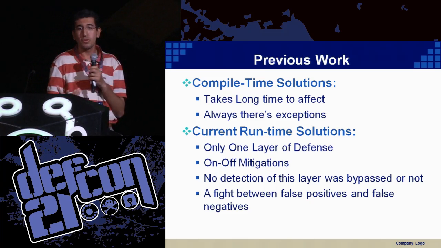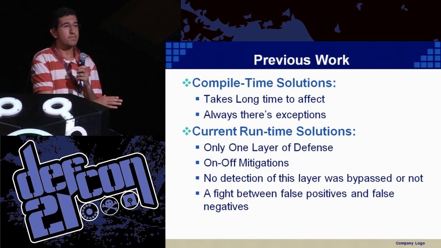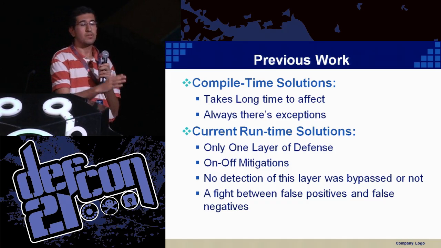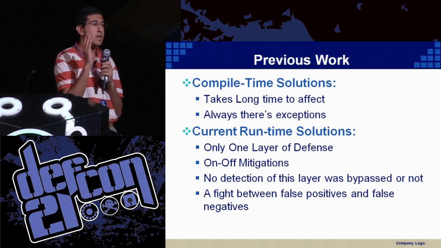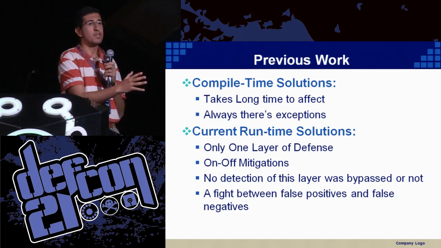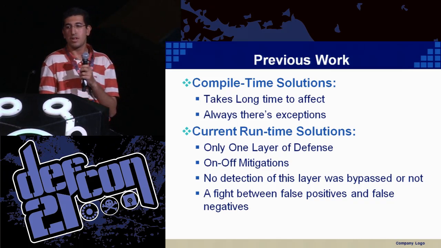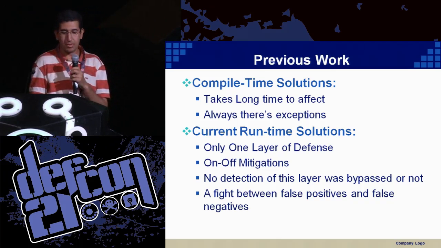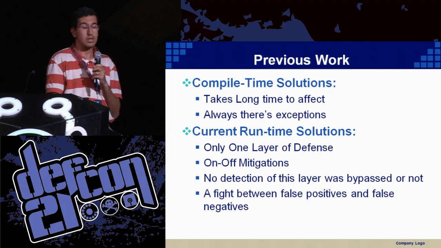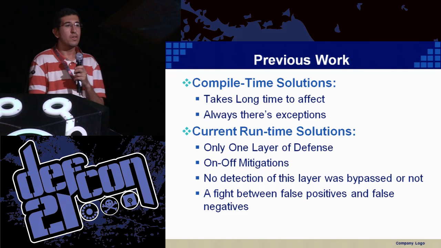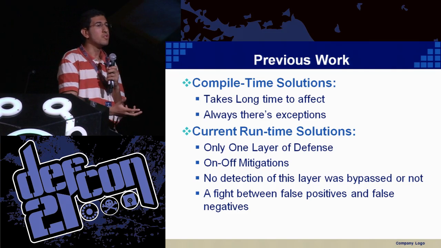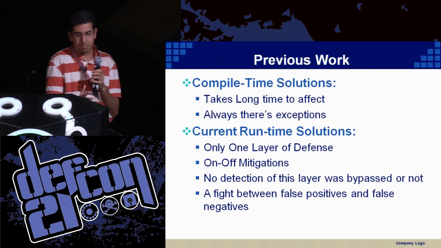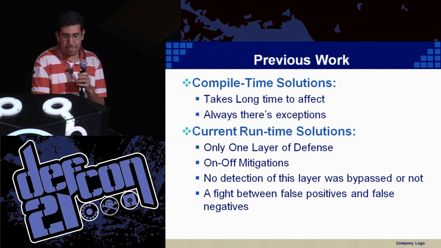From my point of view, I see it's like on-off mitigation. It's: this action is malware, or this is an exploit, or that's not an exploit. I need something more flexible. It's one layer of mitigation, one layer of defense. He can't know whether he was bypassed or not. I will talk about this.